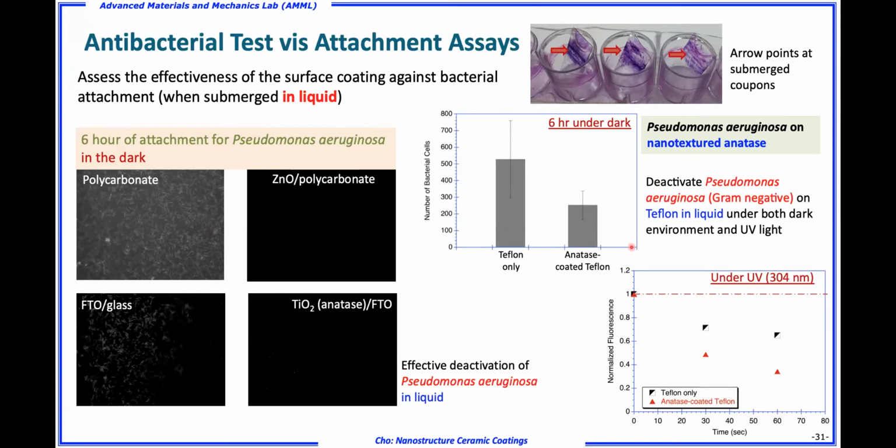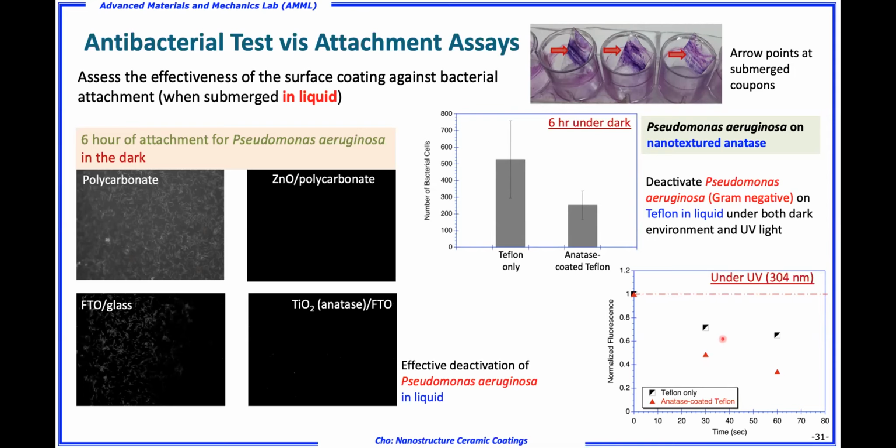One observation we had in this experiment was during the fluorescent imaging. The fluorescent microscopy uses UV light, with a wavelength of about 304 nanometers. We began to observe some dimming of the fluorescence. That indicates that the bacteria are being killed during the imaging, which indicates a photocatalytic deactivation of the bacteria.